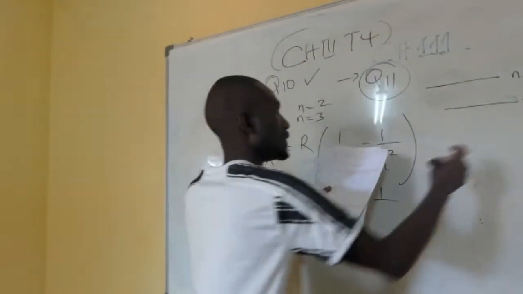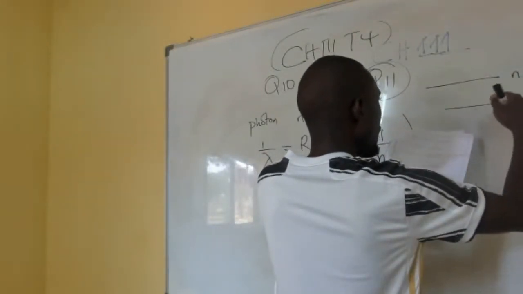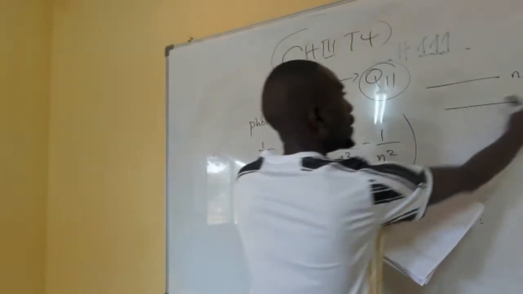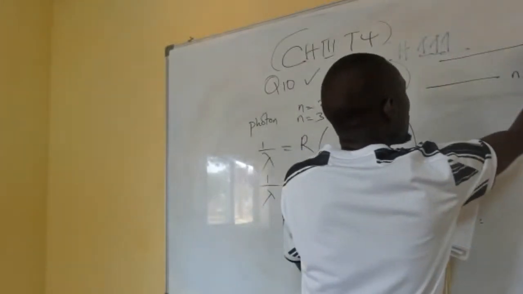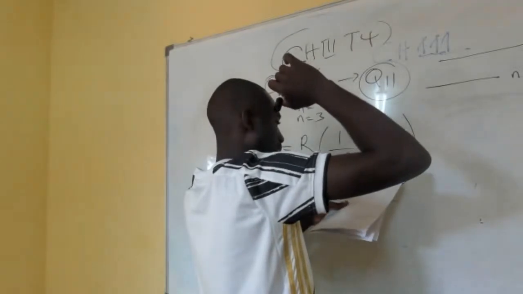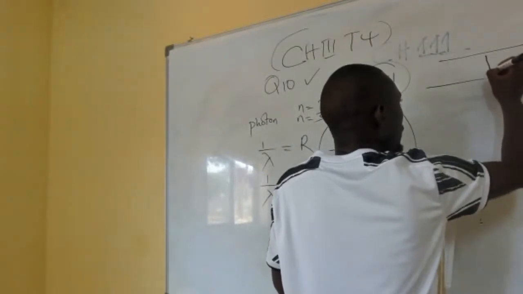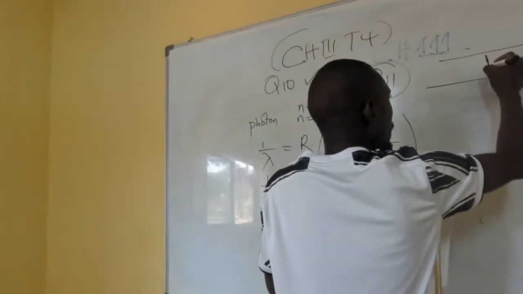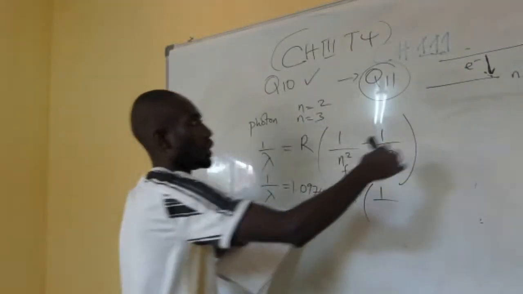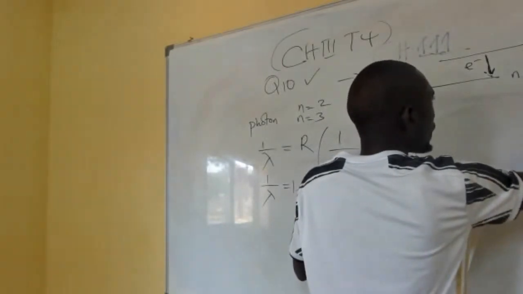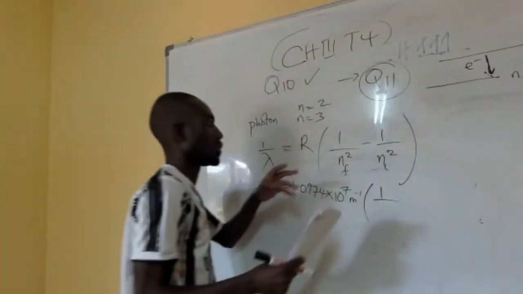So what has happened is that initially it was at n equals 3, now it is dropping. This electron has dropped. So this one will be your n final squared, this one will be n initial squared. Now you substitute.